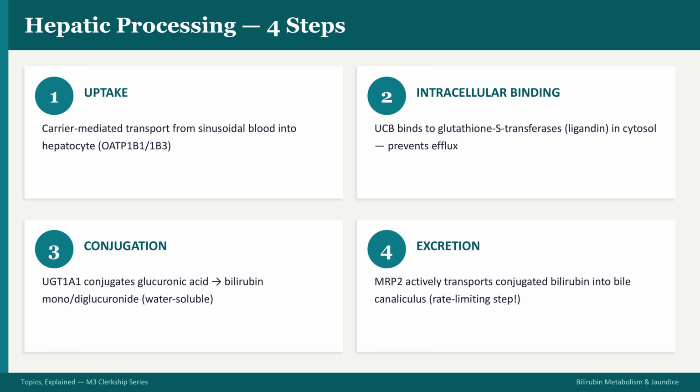Here's something that catches a lot of students off guard. The rate-limiting step in bilirubin metabolism is not conjugation, it's excretion via MRP2. That's why even moderate liver disease can cause conjugated hyperbilirubinemia before conjugation is significantly impaired.